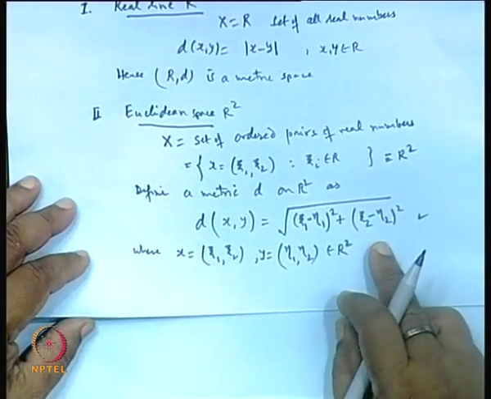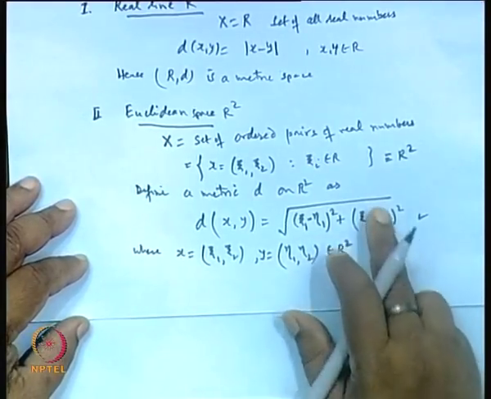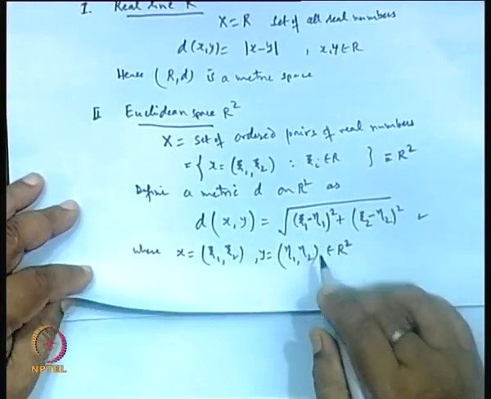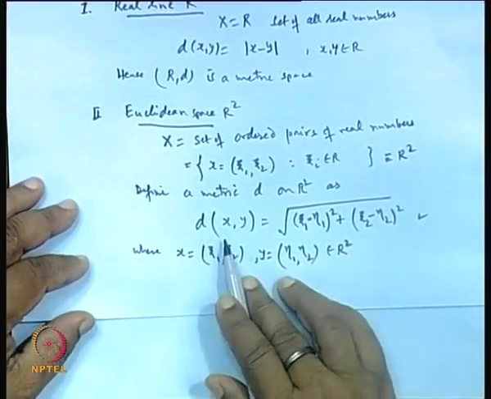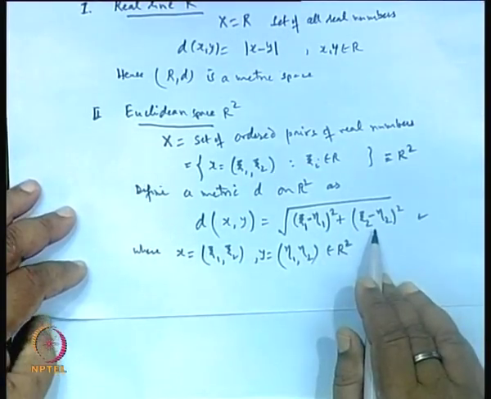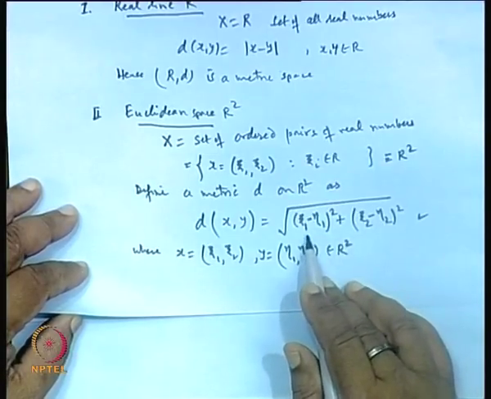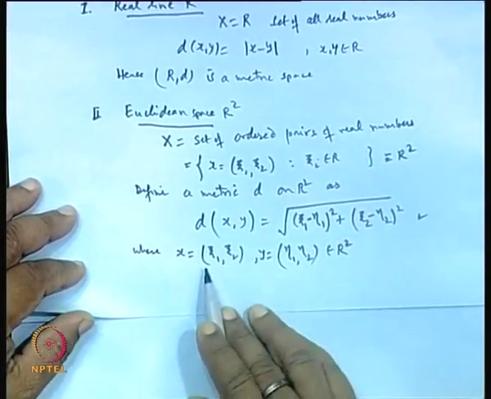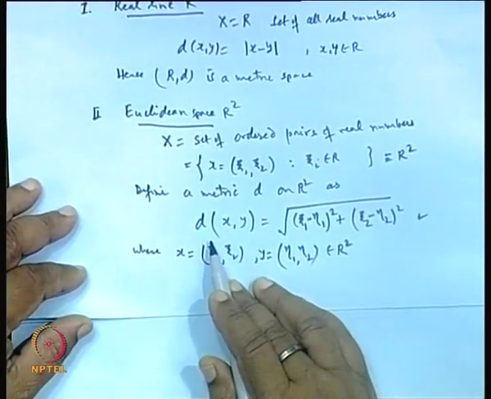D, which is defined in this fashion, will be a non-negative quantity because of the square and square root. Then it is real, finite and non-negative. If d(x,y) is 0, then the sum of the two non-negative quantities is 0 only when individually the terms are 0. So, xi1 is eta 1, xi2 is eta 2, and we get x equal to y, and vice versa. If x equal to y, d(x,y) will be 0.